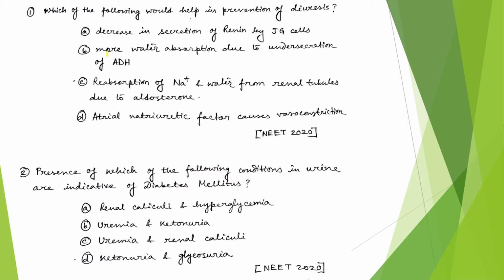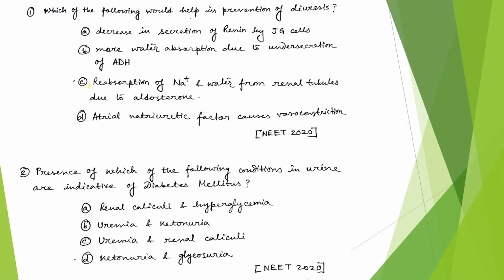Next option, more water absorption due to under secretion of ADH. We know that ADH helps in water reabsorption from urine in our distal convoluted tubule. But when there is under secretion of ADH, that means less water will be reabsorbed, not more water, and less water reabsorption will not cause concentration of urine. So option B is also incorrect.